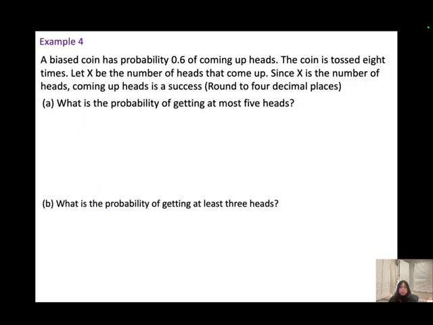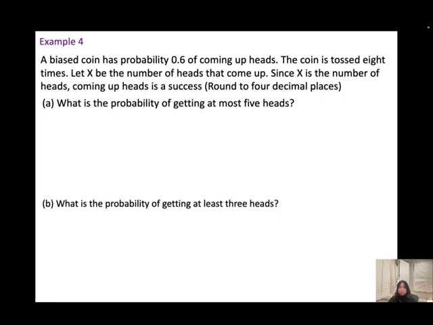Example 4. A biased coin has a probability 0.6 of coming up heads. The coin is tossed 8 times, and let x be the number of heads that comes up. Since x is the number of heads, coming up heads is a success. Round to 4 decimal places. A. What is the probability of getting at most 5 heads?